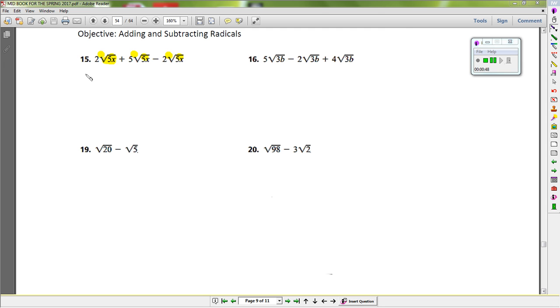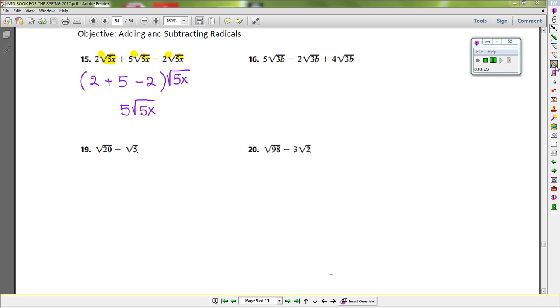The next thing we have to do is put our like radical outside of the parentheses and put the coefficients inside. So we have 2 plus 5 minus 2, which gives us 5. And put the radical next to it. So this will be the simplified answer for number 15.